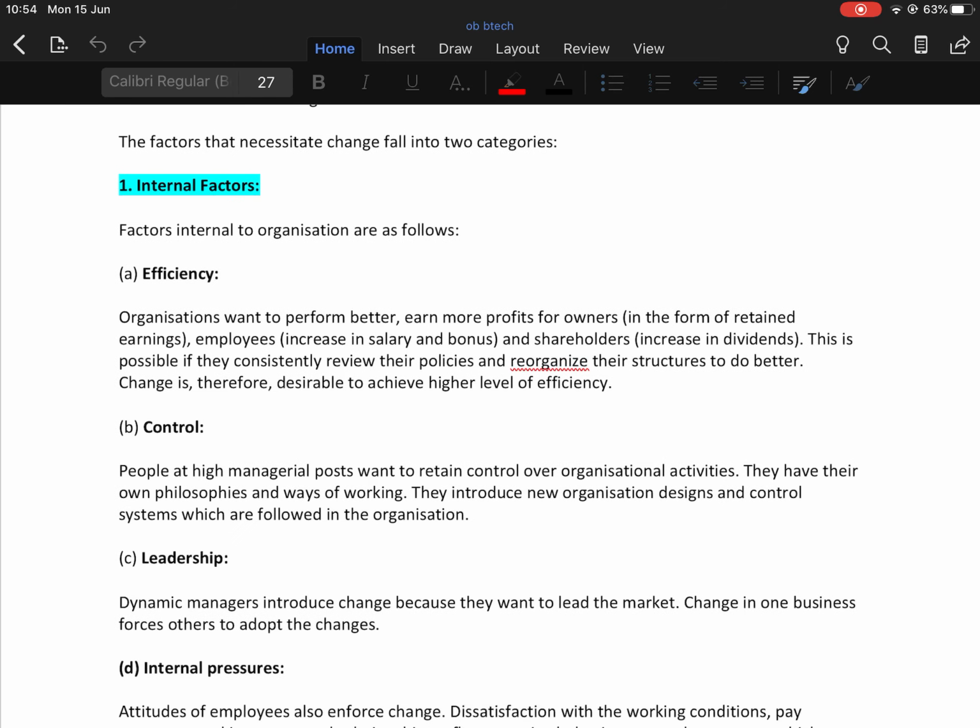Second internal factor is control. People at high managerial post want to retain control over organizational activities. They have their own philosophies and ways of working. So they introduce new organizational changes, design, control system, which are followed in the whole organization.